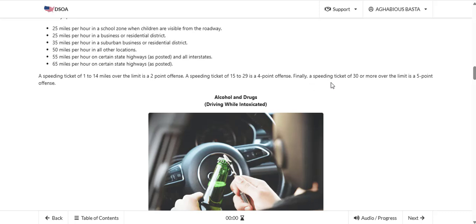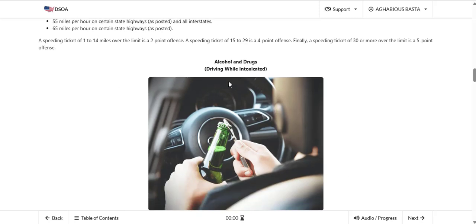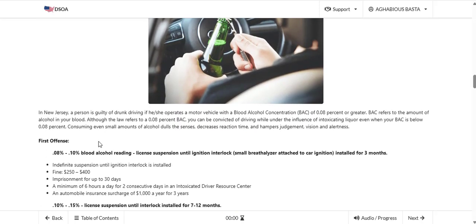Alcohol and drugs, driving while intoxicated. In New Jersey, a person is guilty of drunk driving if he or she operates a motor vehicle with a blood alcohol concentration, BAC, of 0.08% or greater. BAC refers to the amount of alcohol in your blood.